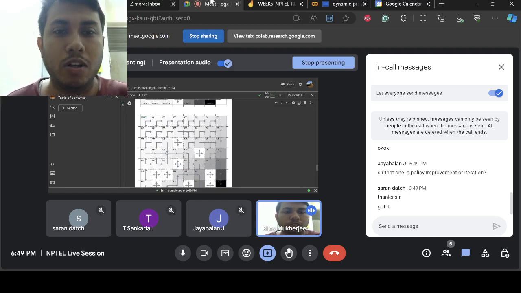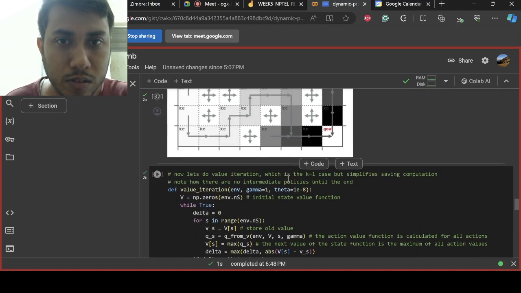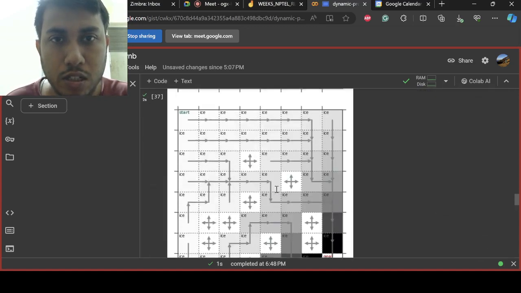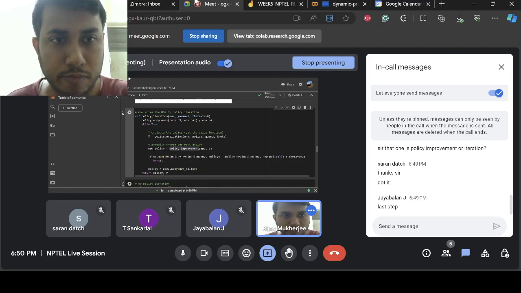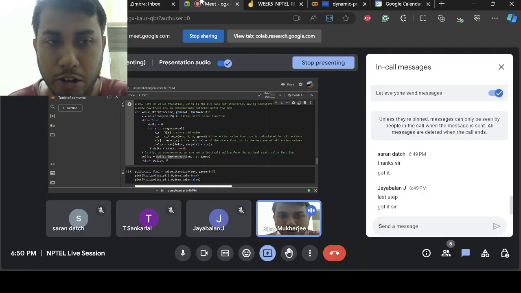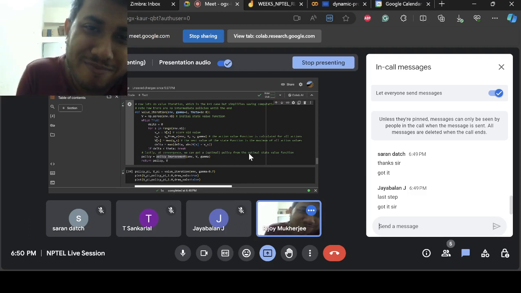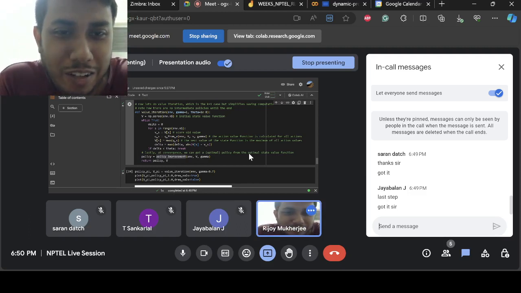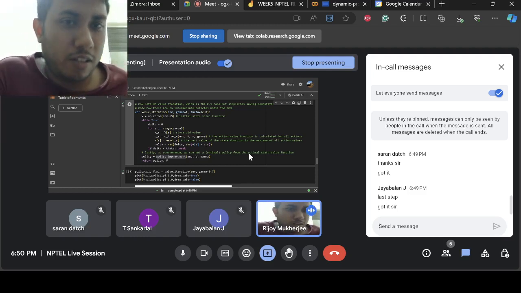Sir, that one is policy improvement or iteration? Which one? This one is value iteration, and this one is your policy iteration. Here is your policy improvement. In this value iteration, you can write a policy improvement only, but because it is the same, you are just picking out the last best one. Calling it a policy improvement, I could have written it as something like policy extraction, but it's the same, nothing more, nothing fancy.